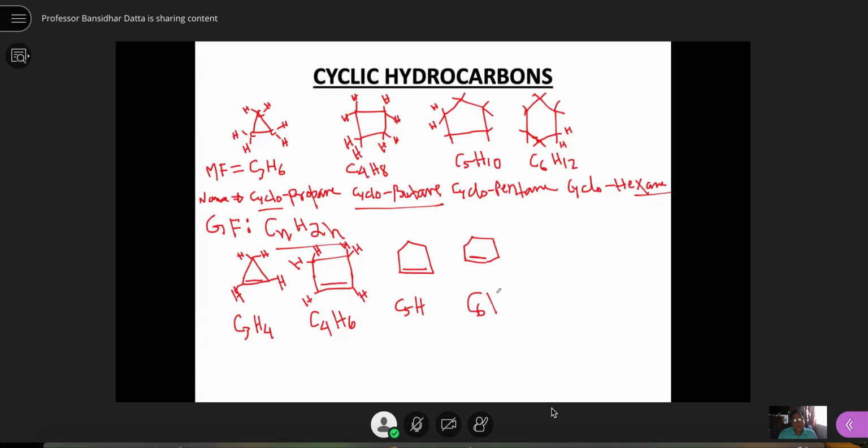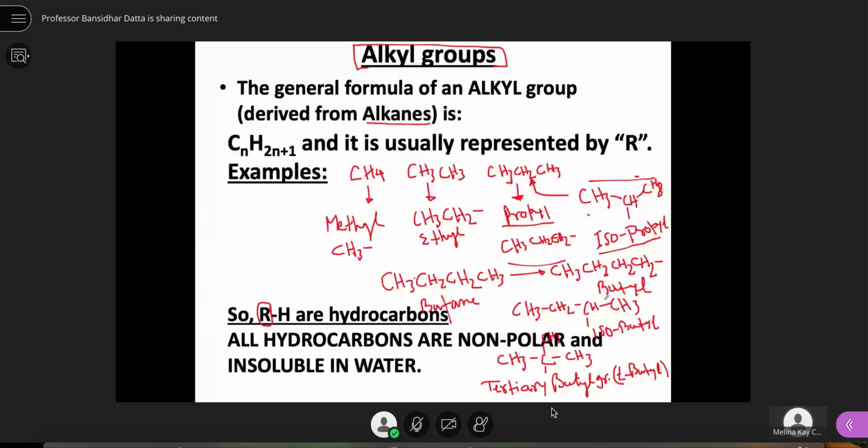What's the next one? C5H8. You can count: 2, 4, 6, 8. Is it 10? So what's the general formula? CnH2n minus 2.